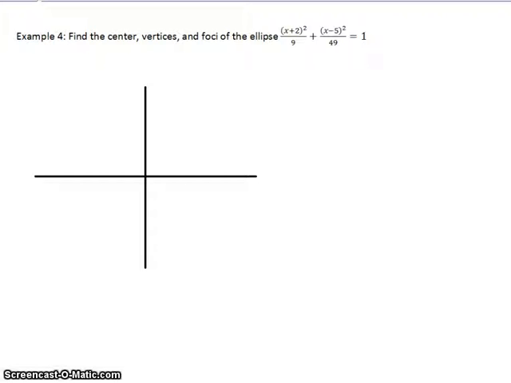We want to find the center, vertices, and the foci of the ellipse. The center, that's easy, right? We can find the center simply by taking the opposites next to the x and the y values. So that means that we have a center at (-2, 5). That's our center. And let's go ahead and find the vertices. But let's get a picture of the ellipse. I think that will help us understand the different points that we come up with.